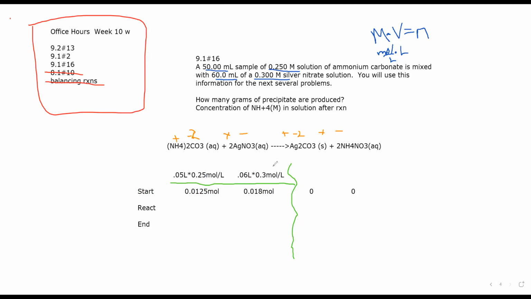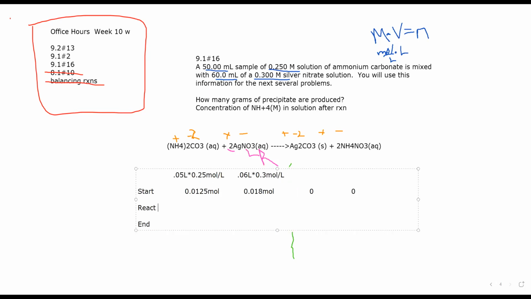Everyone's feeling good about identifying limiting reactants, so I'm assuming that you all can look at this and recognize that silver nitrate is going to be the limiting reactant. It's the bigger number, but we've got that coefficient out front, and it's not twice as big. So even though it's the bigger number, it's not big enough to be in excess.